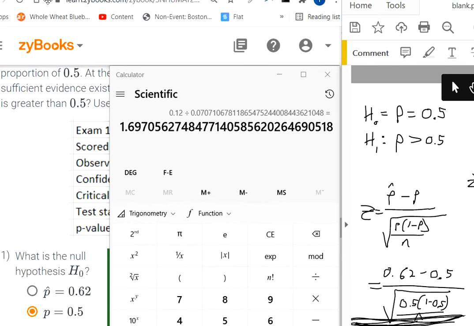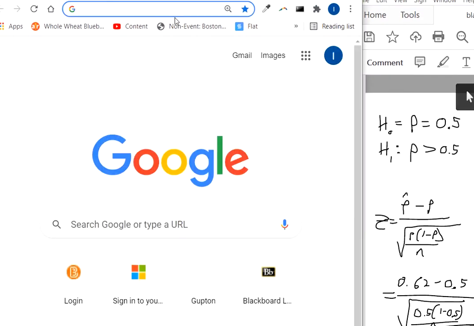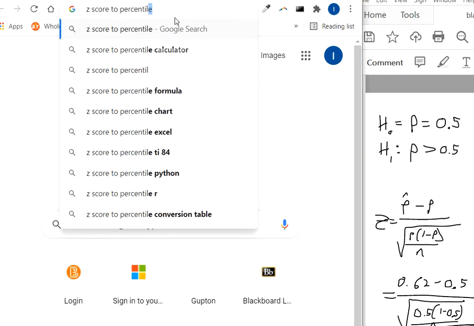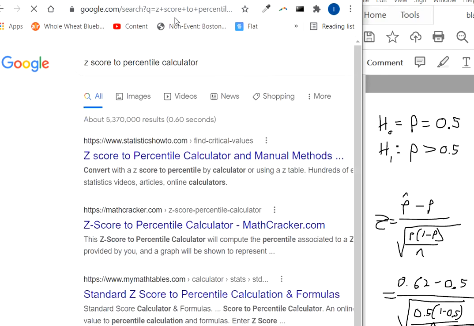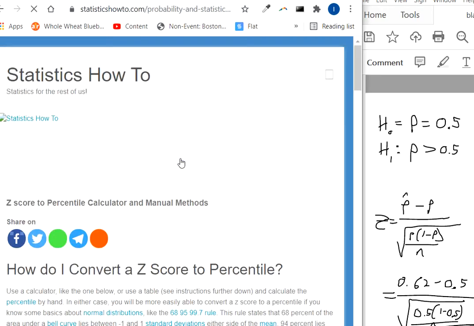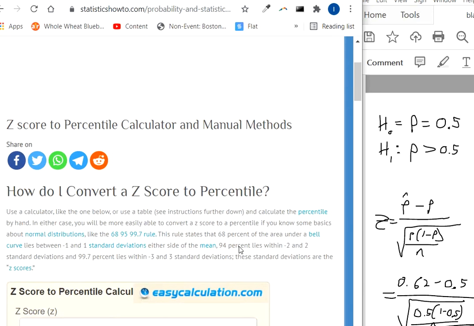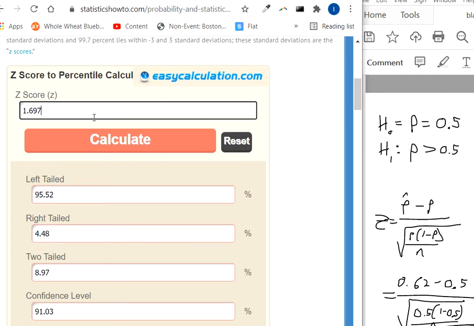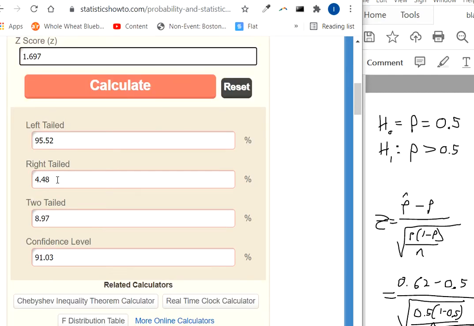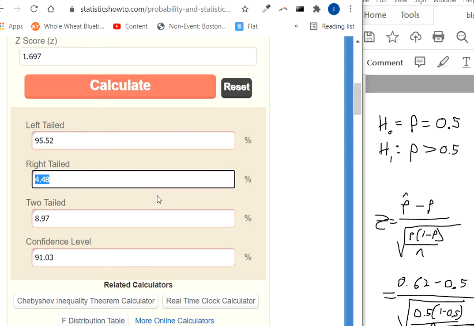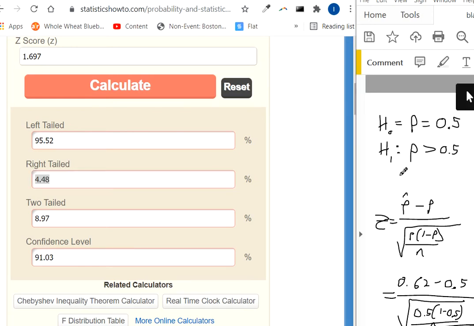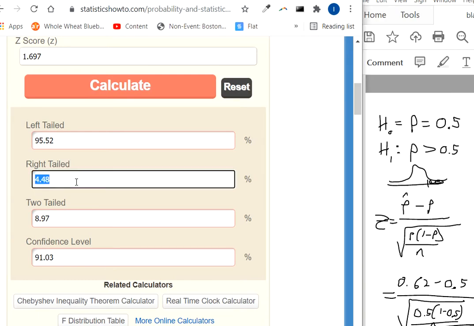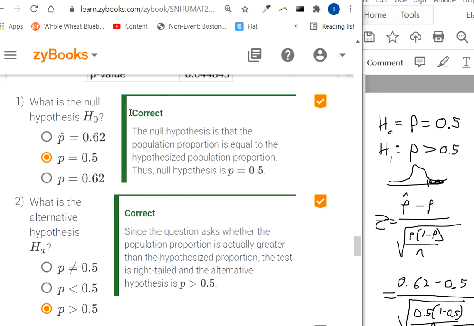Okay, so I'm going to go to Google. I'm going to go past my whole wheat blueberry recipe for muffins, and I'm going to type in z-score to percentile calculator, because we're trying to take that z-score and convert it to a percentile to figure out what that p-value is. The p-value is the area of the tail of our alternative hypothesis. So our z-score is 1.697. It's a right-tailed test, right? Because it said p is greater than 0.5. So we're looking for the area over here in this tail. And they got 4.48%.